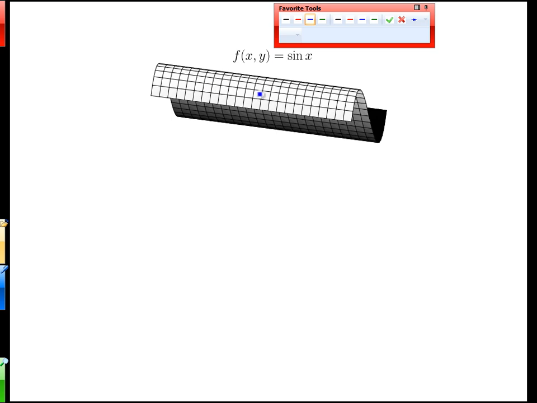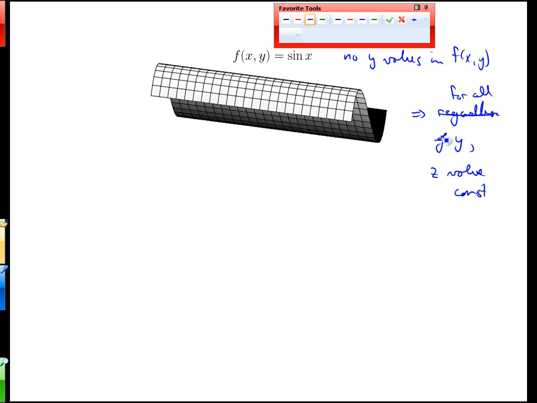Last but not least in our sequence of examples for now, we have an example with no y values in the formula. Now what does that mean? Well, it means regardless of the y value, the z value remains constant. Or better yet, for all y values, the z value is constant, or z changes only when x changes.